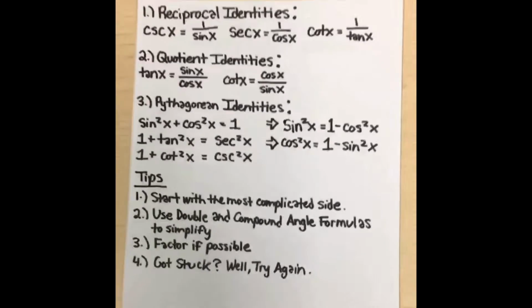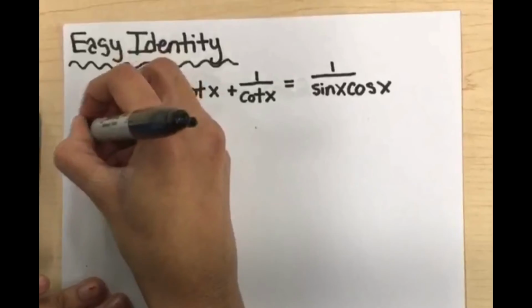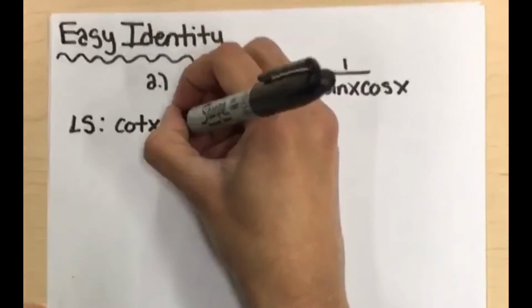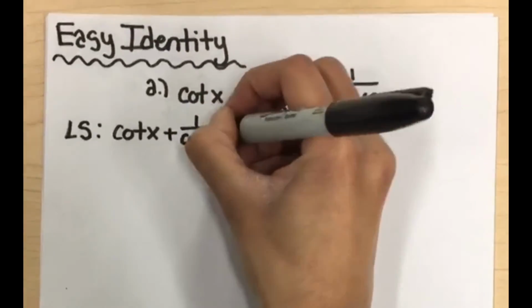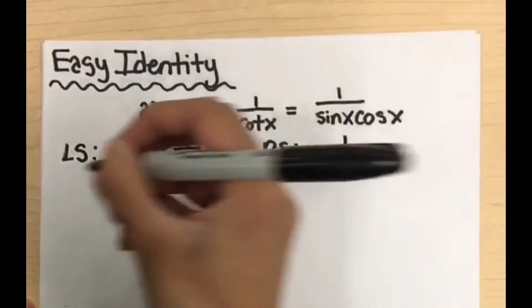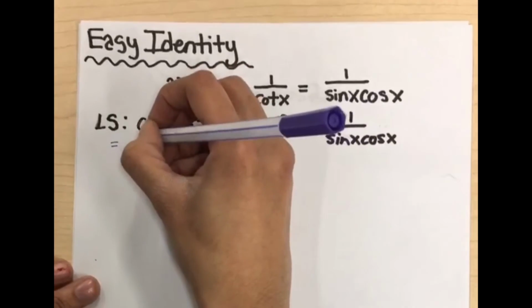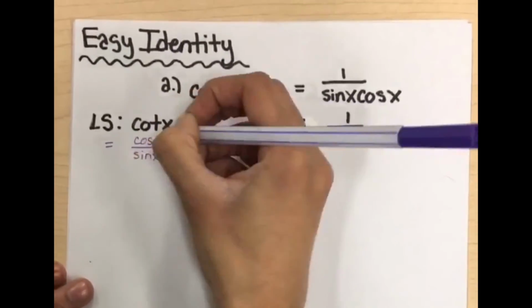Alright, it's time to start proving identities. Let's start out with an easy example. Here, our left side is equal to cotangent x plus 1 over cotangent x, and our right side is equal to 1 over sine x cosine x. Let's start by simplifying our left side. We're going to use our quotient identities to simplify cotangent x into cos x over sine x.